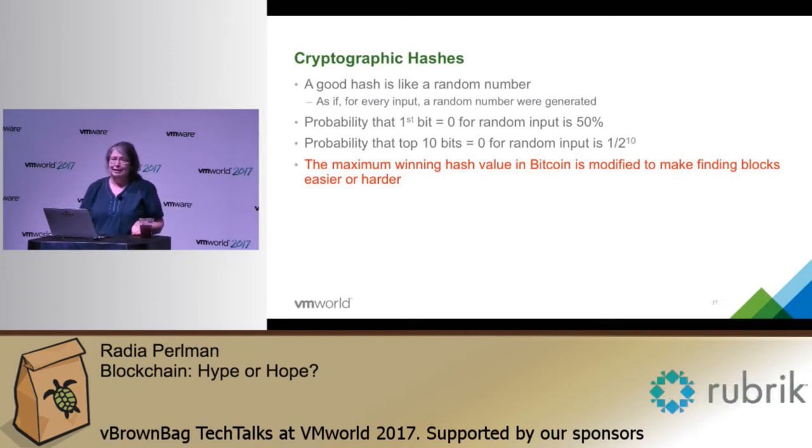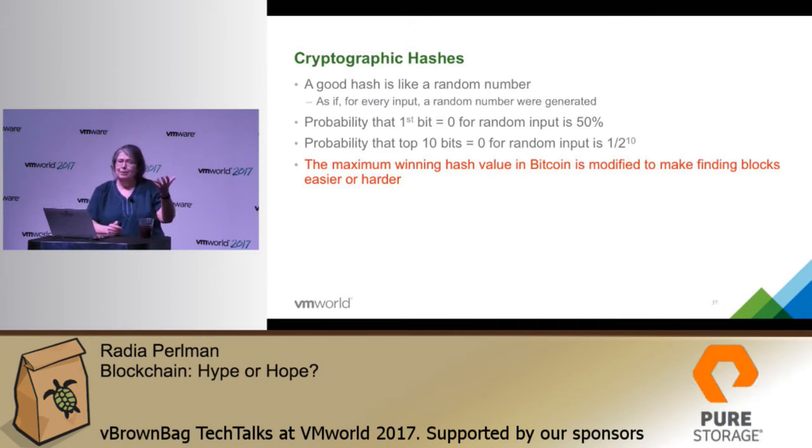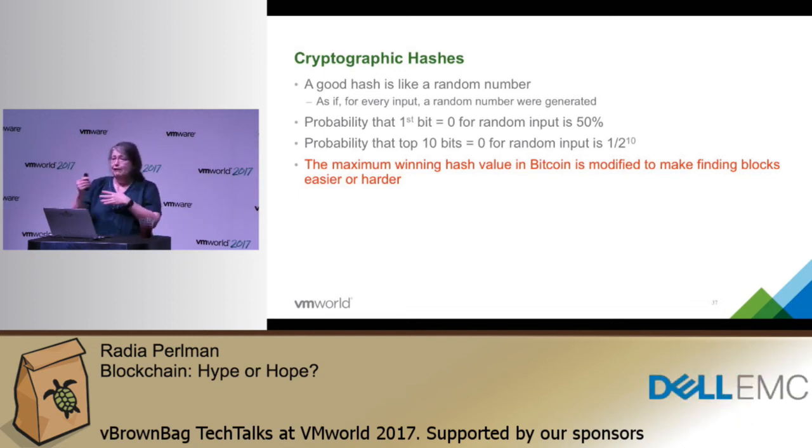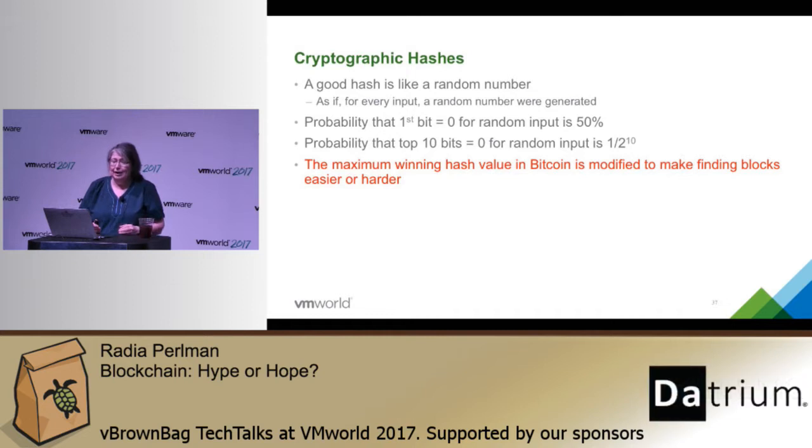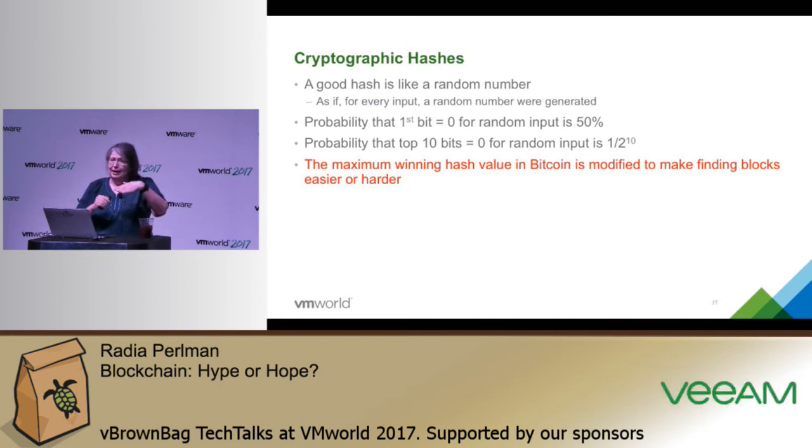Now, what's a cryptographic hash? It's sort of like a random number: given any input, the output looks kind of random. So if you want the output to have the top bit be 0, you have a 50% probability for any particular input that the hash will have the top bit be 0. If you want the top 10 bits to be 0, then you have a 1 in 2 to the 10 chance. So the maximum winning hash value is what is adjusted to make it easier or harder.